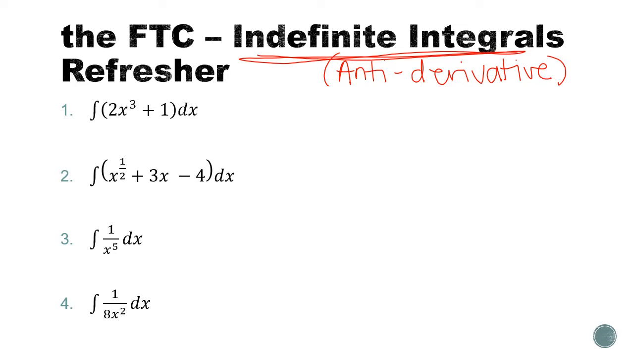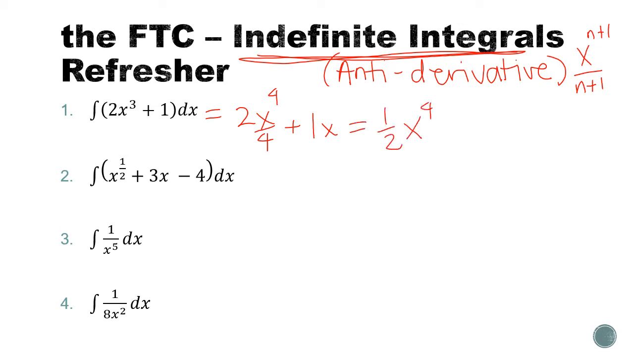And just to refresh you, it is x to the n plus 1 over n plus 1. That's all it is. Get your x by itself, then you can add 1 to the exponent and then put that underneath. So for each of these terms in this particular first problem, just keep the 2, then it's going to be x to the 4th over 4. When it's a single constant, you just put x on it, 1x. Now I'm going to simplify this to 1/2 x to the 4th plus x plus c.